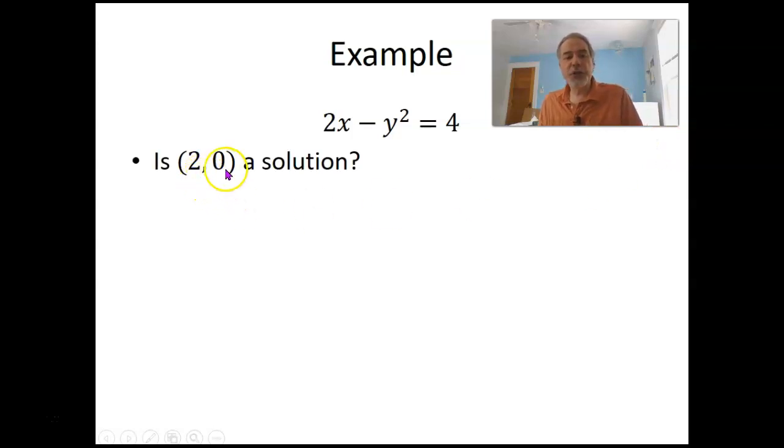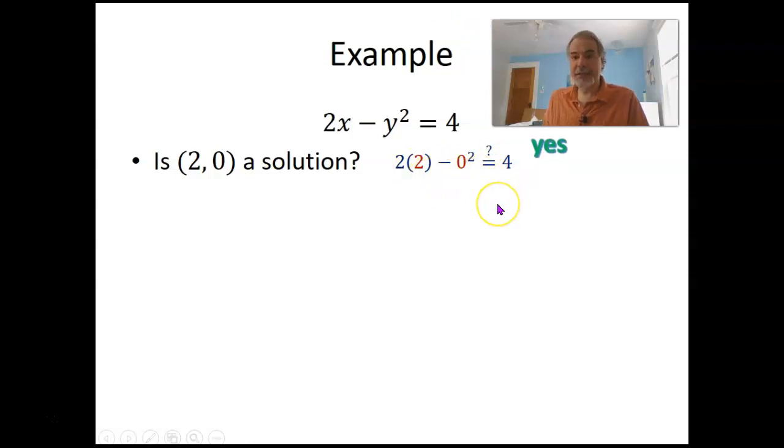So, for example, (2, 0) might be a solution. Let's check. If we put 2 in for x and 0 in for y, is the equation true? Is 2 times 2 minus 0 squared equal to 4? Well, 2 times 2 is 4. 0 squared is 0. 4 minus 0 is 4. So, yes, that is a solution.